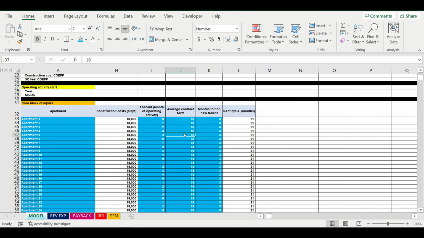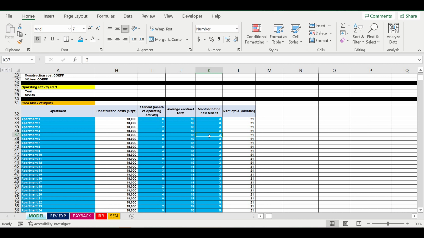And then we specify the average term of contract with the tenant. For example, it takes us 4 months to get the first tenant, and we sign a contract with him for 18 months, or we may specify 2 years, 24 months, or 36 months, or 5 years, which here will be 60 months. And then we specify when this contract is over, how much time it will take us to find a new tenant, to calculate the operating losses while the apartment is empty and doesn't generate revenues.